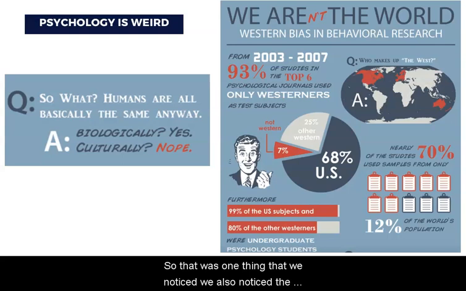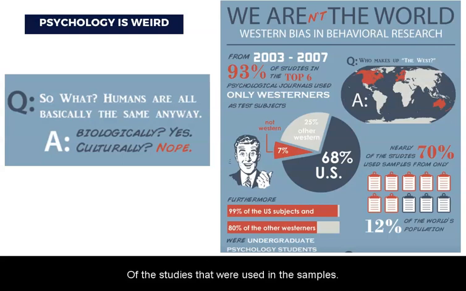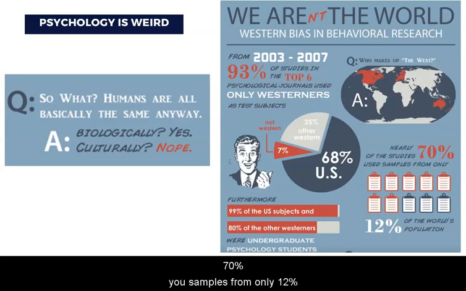So that was one thing that we noticed. We also noticed that most were undergraduate psychology students in universities, and that of the studies that were used in the samples, 70% use samples from only 12% of the world population. In other words, the US, Europe, and Australia make up about 12% of the world population, but 70% of the samples were those.